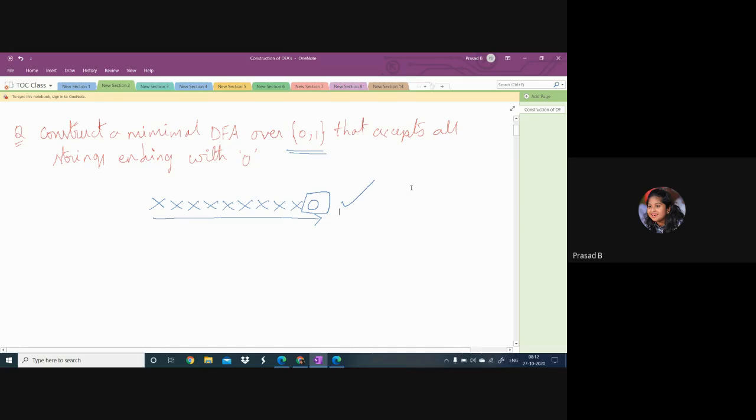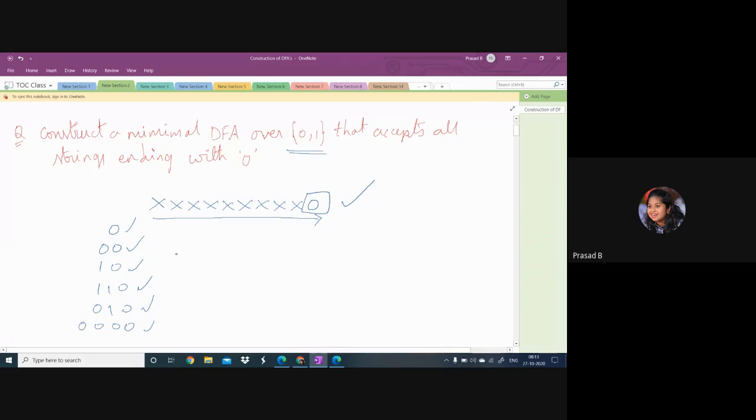That is the question. Among these there will be so many strings. For example, 00 ends with 0, and 10 ends with 0, and 110, similarly 010, like this. There will be so many strings ending with 0. Can you say what is the smallest string among all these? 0 itself. Very good, excellent. So 0 is the smallest string.